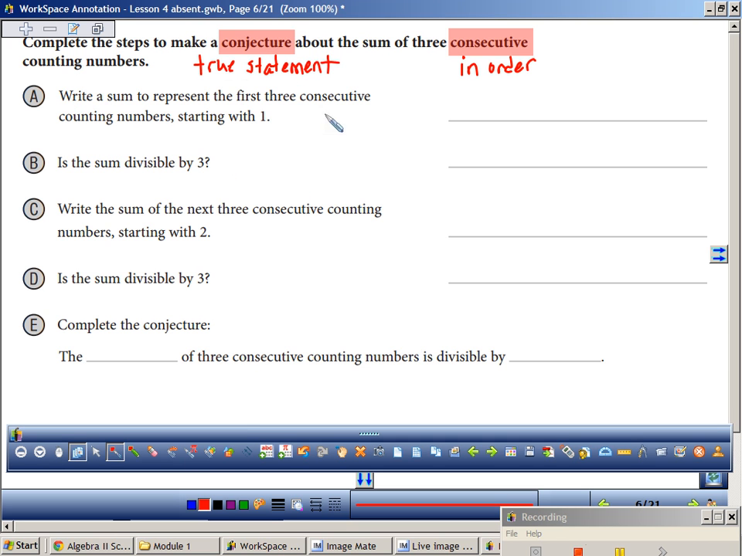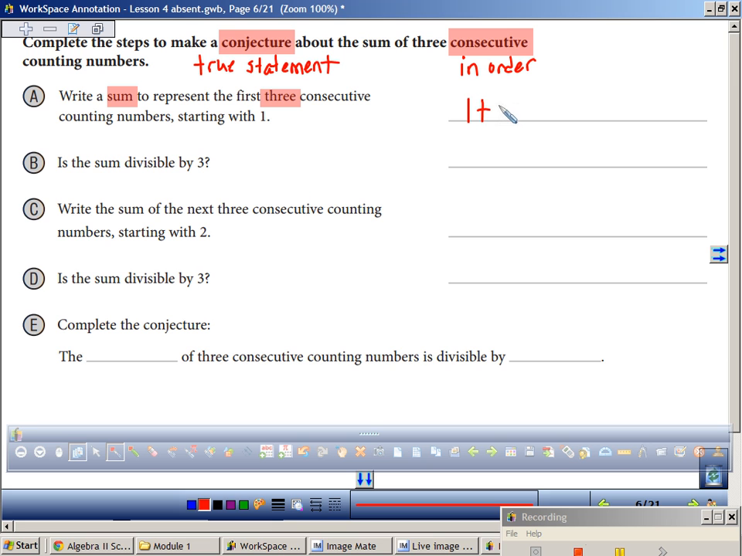All right, so write a sum to represent the first three consecutive counting numbers starting with 1. So that says a lot right there, starting with 1. So I'm going to start with 1. Go back and reread it. Write a sum. What is a sum? Adding. So I'm going to add. If we start with 1, what's the next number going to be? 2. And then we're going to add 3. So 1 plus 2 plus 3 equals 6.